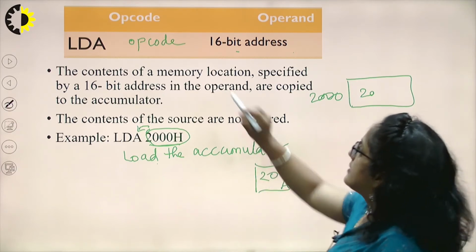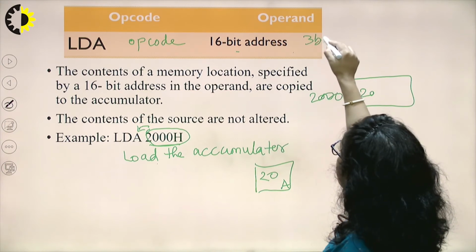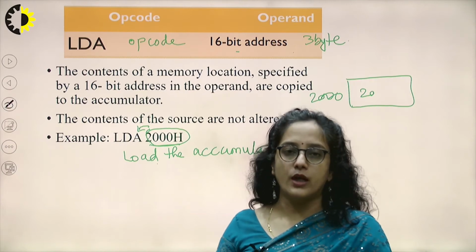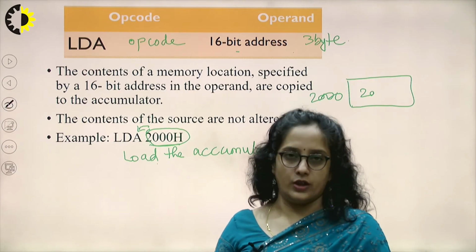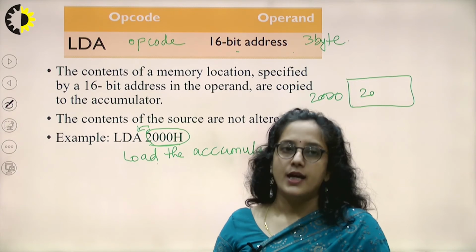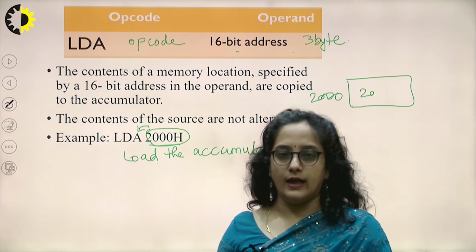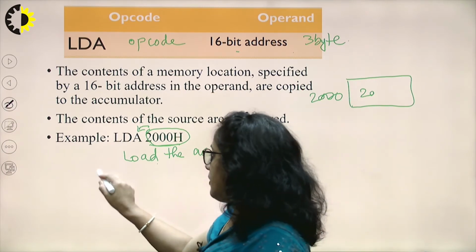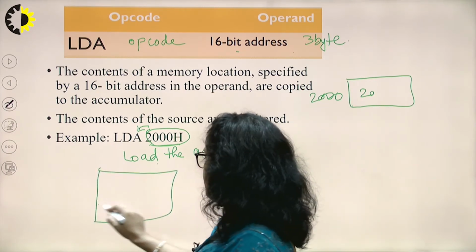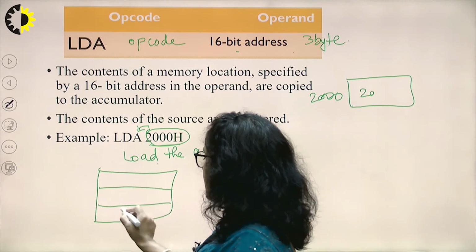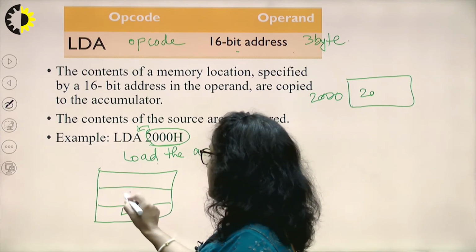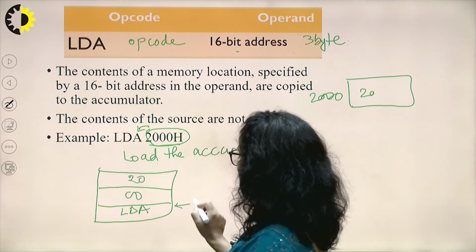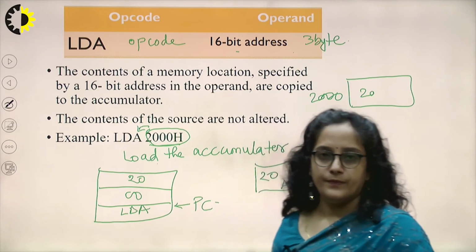This is a 3-byte instruction. 3-byte instruction means that when we write this instruction in our program, it requires 3 memory locations: one memory location for the opcode, a second for the lower byte address, and a third for the higher byte address. In program memory, first LDA will be stored, then 00, then 20, and this location will be pointed to by the program counter.